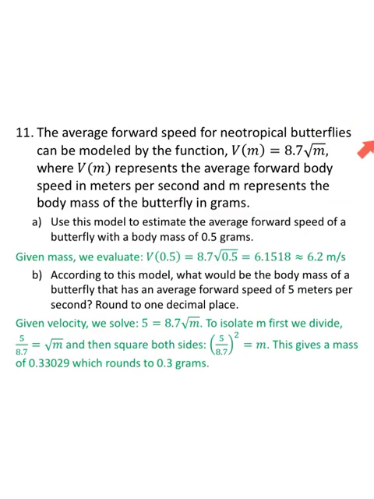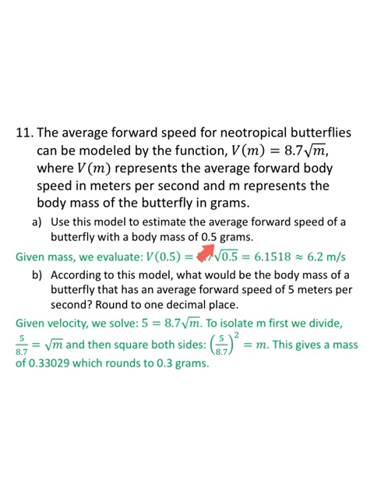All right. We can use a calculator on this one. The average forward speed for neotropical butterflies can be modeled by the function v of m equals 8.7 times the square root of m, where v of m represents the average forward body speed in meters per second, and m represents the body mass of the butterfly in grams. Use this model to estimate the average forward speed of a butterfly with a body mass of 0.5 grams. Wow. Butterflies. All right, they're flying. Here we go.